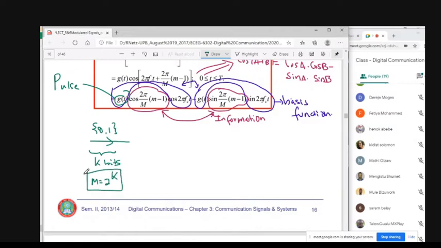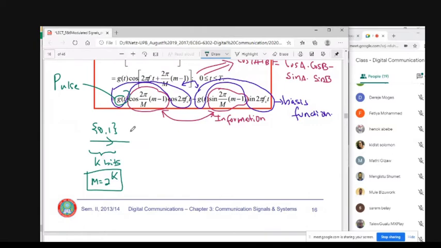So k bits, 2 raised to k, gives m. So how many phase shifts we have is given by m.